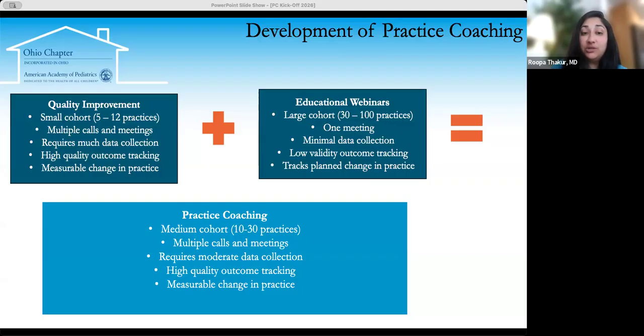So with our practice coaching program, we're trying to combine the best of both worlds. In this medium-sized cohort of 20 to 50 practices, you will receive individual guidance based on improving your lead screening and testing rates through multiple calls and meetings. With only moderate data collection, which I'll show you in a moment, you will still achieve high quality outcome tracking and measurable, hopefully sustainable change in practice. Next slide.